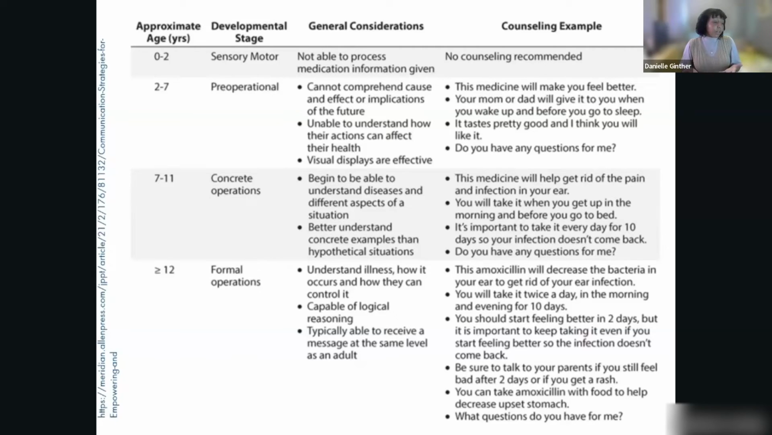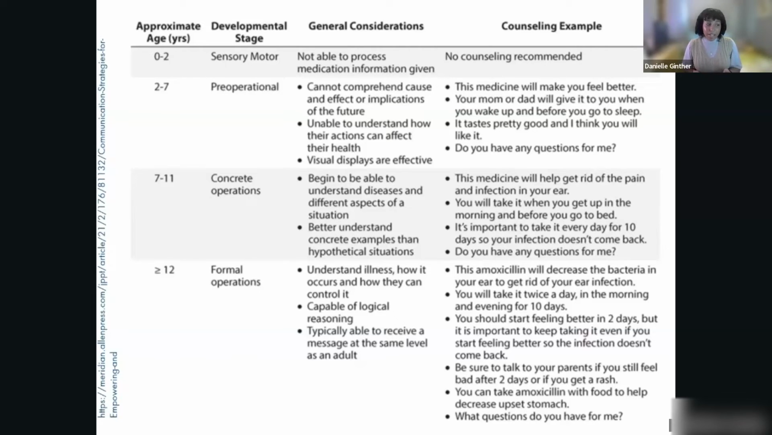And then once they're greater than 12, they're able to understand illness and how it occurs and how they can control it and how it spreads. They're capable of logical reasoning. Typically, they're able to receive a message at the same level as an adult. So you don't have to go into complete depth with this, but this amoxicillin will decrease the bacteria in your ear and get rid of your ear infection.